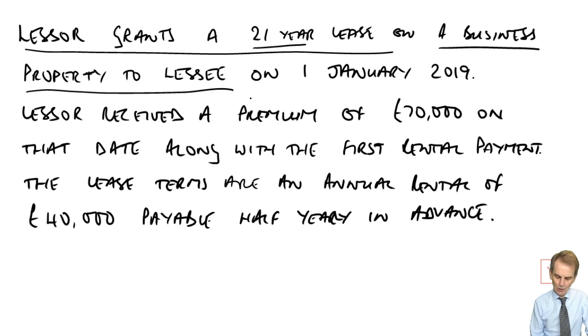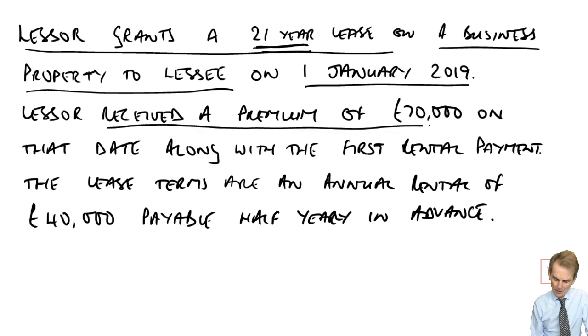So, lessor grants a 21-year lease. 21-year lease, therefore, that is not more than 50 years, and therefore on that basis, it is a short lease. And what happens? It's granted on the 1st of January 19, and the terms of the lease are: the lessor received a premium of £70,000 on that date. There's the one-off premium receipt.